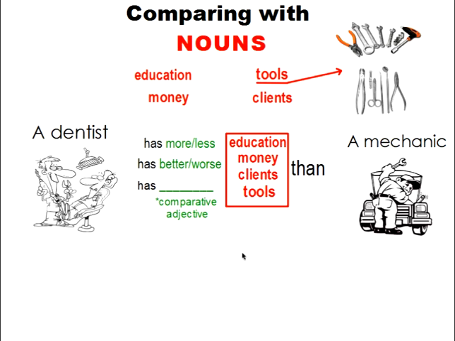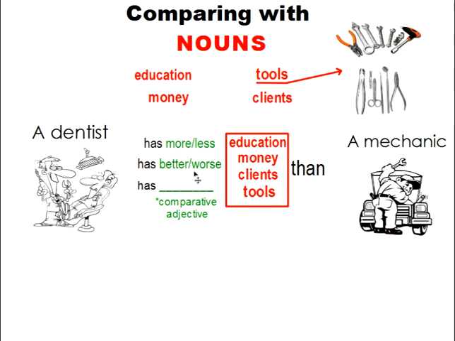So you can think of your own sentences, but for example, I think a dentist has more education than a mechanic. Okay? I think that a dentist also has more money than a mechanic. Okay? I think that a dentist has less clients than a mechanic, right? And I think that a dentist has less tools than a mechanic. Less tools. So I'm using more and less to talk about the quantity of these nouns.